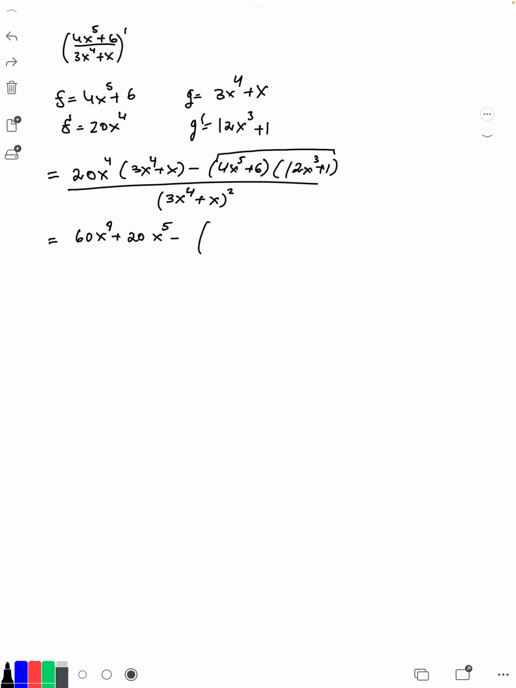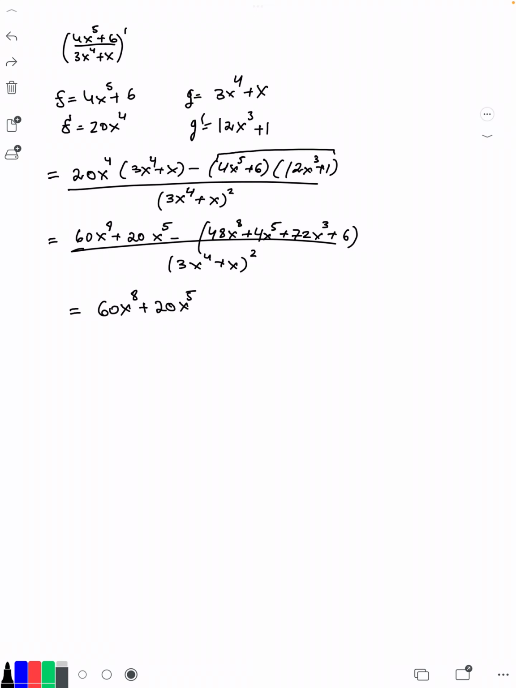So you're gonna have 48x to the power of 8 plus 4x to the power of 5 plus 72x to the power of 3 plus 6. And all of this divided, of course, by 3x to the power of 4 plus x squared. Now equals 60x to the power of 8 plus 20x to the power of 5.